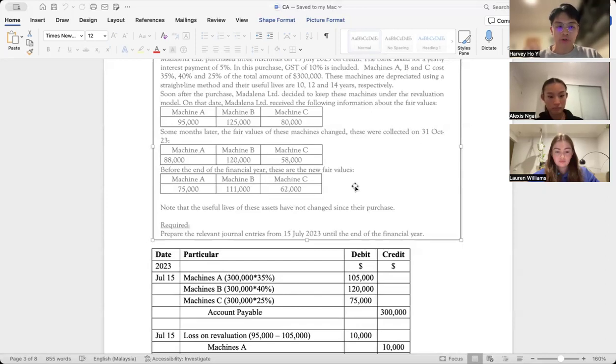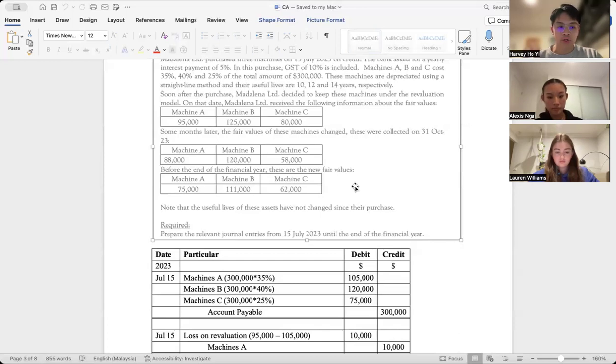After that, there's a new revaluation before the end of the financial year. So we also have to record the depreciation first. But now it's from November 2023 to June 2024 only. We did the depreciation for July 2023 to October 2023 before. After that, we have to close the accumulated depreciation account. So we have to debit the accumulated depreciation of machine and credit the machine.